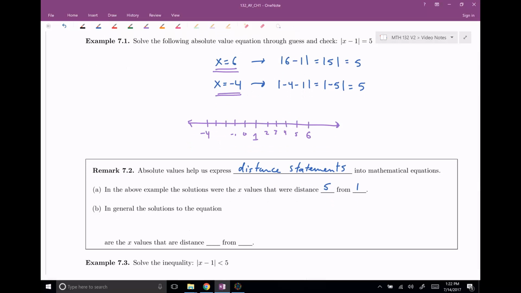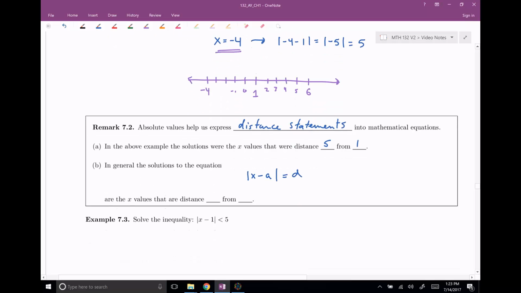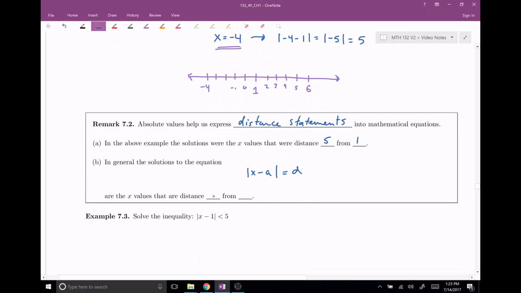Now, I would like to generalize this so that it's not just for this specific problem, but we can use it for all sorts of problems. So the general statement says that the absolute value of x minus a equaling d gives all of the x values that are distance d away from the value a. So now we can use these distance statements to solve lots of absolute value equations.